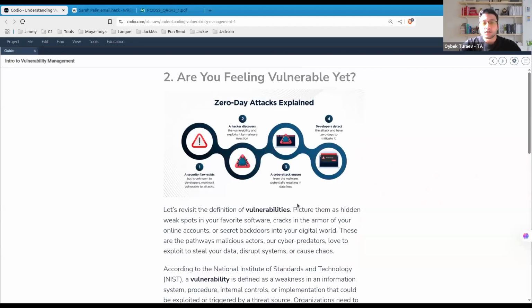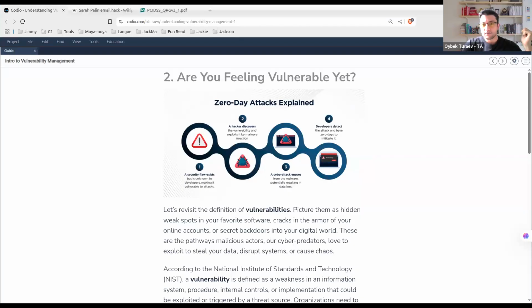Before switching to discussing each of the vulnerabilities, let's consider what kind of vulnerabilities exist, and whether we are actually vulnerable today or not. Firstly, let's talk about the zero-day attack. Explain it here. We have zero-day vulnerabilities. What is a zero-day vulnerability? Anyone wants to give a guess? What is a zero-day vulnerability?